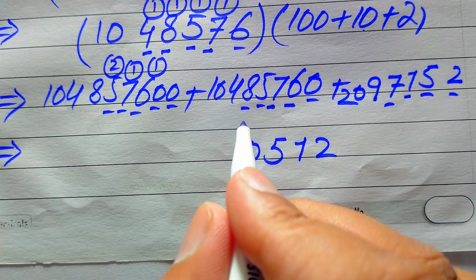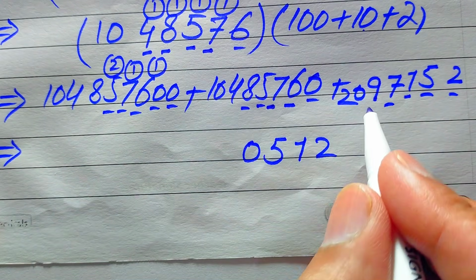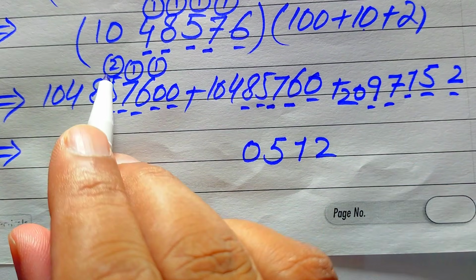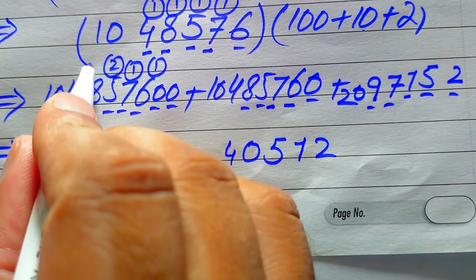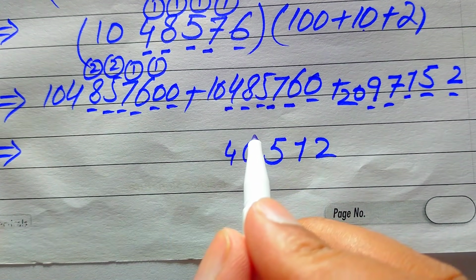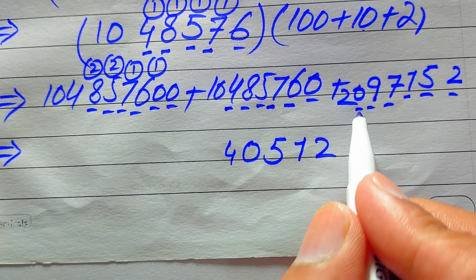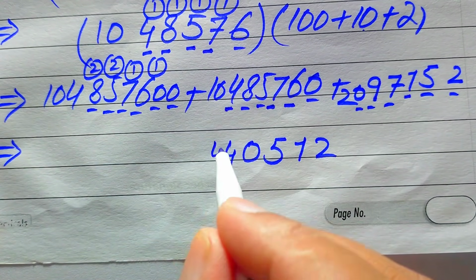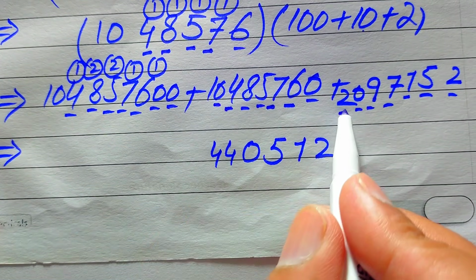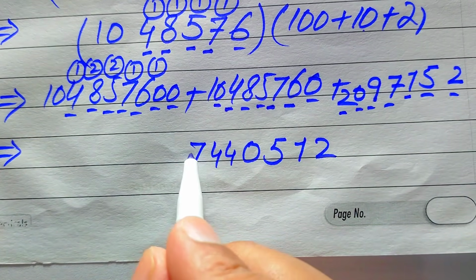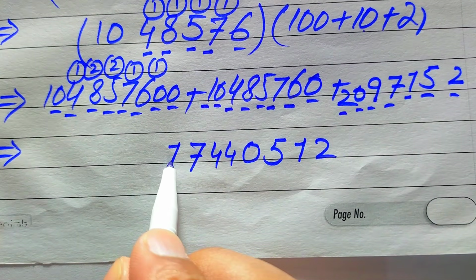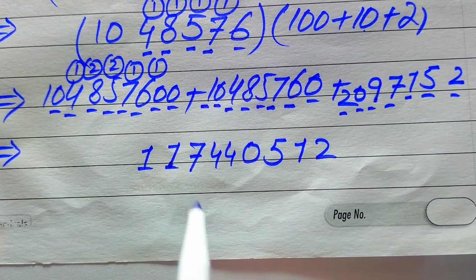So 5 plus 8 becomes 13. 13 plus 9 becomes 22. 22 plus 2 becomes 24. We write 4 and carry 2. So we have 8 plus 4 becomes 12. 12 plus 0 becomes 12. 12 plus 2 becomes 14. We write 4 and carry 1. So this 4 plus 0 becomes 4. 4 plus 2 becomes 6. 6 plus 1 becomes 7. And 0 plus 1 becomes 1. And at the last we get this 1.